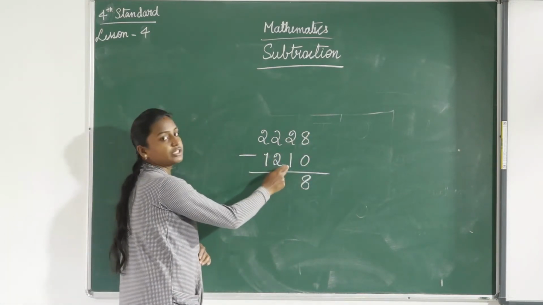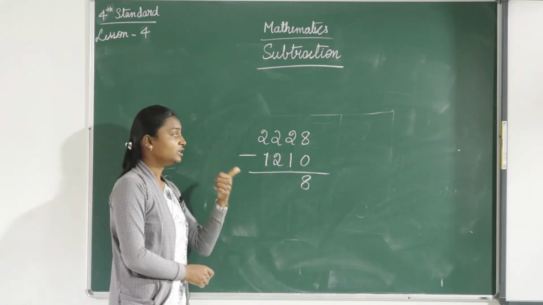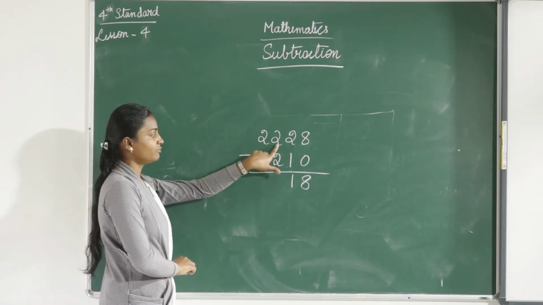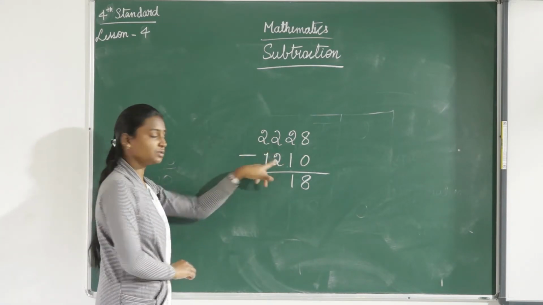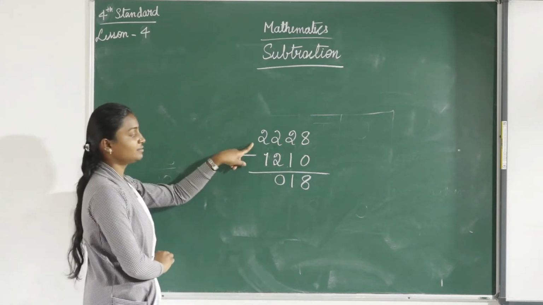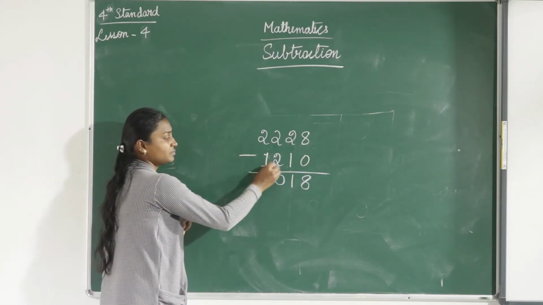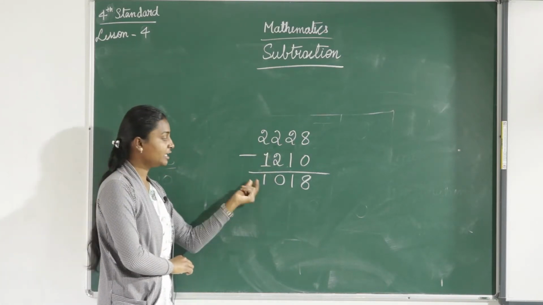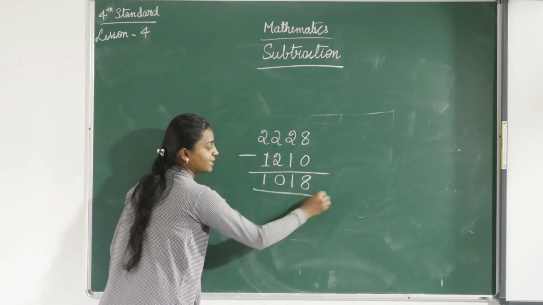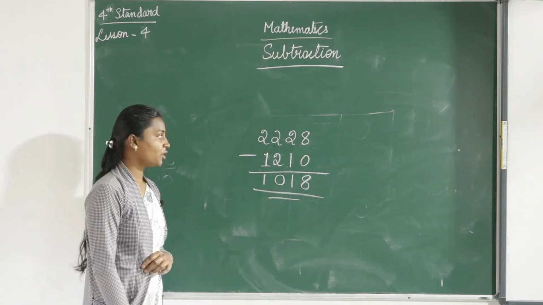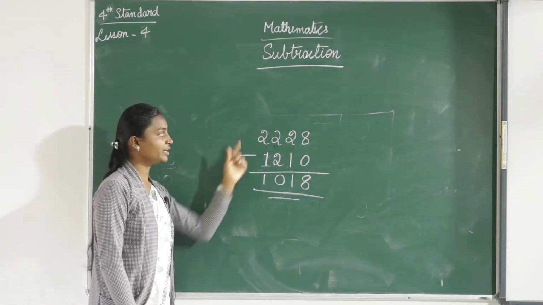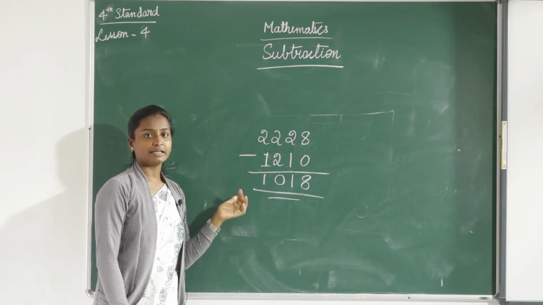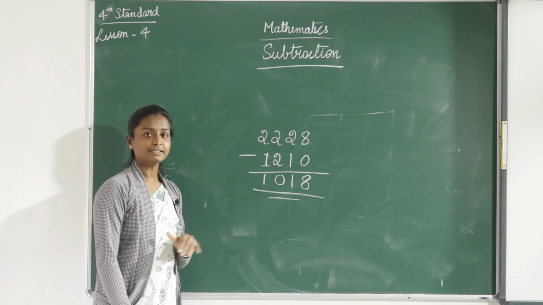Now from 2 you have to remove 1. From 2 you are removing 1. So what is left here? 1. Here in the hundreds place we have 2. From 2 you are removing 2. 2 minus 2, 0. Now in the thousands place we have 2, another number is 1. 2 minus 1 is 1. So what is the answer, children? 1018. So this is the method of subtraction without borrowing directly. We have not drawn any place value table, or written in exponent form, or written in groups. So this is direct subtraction.